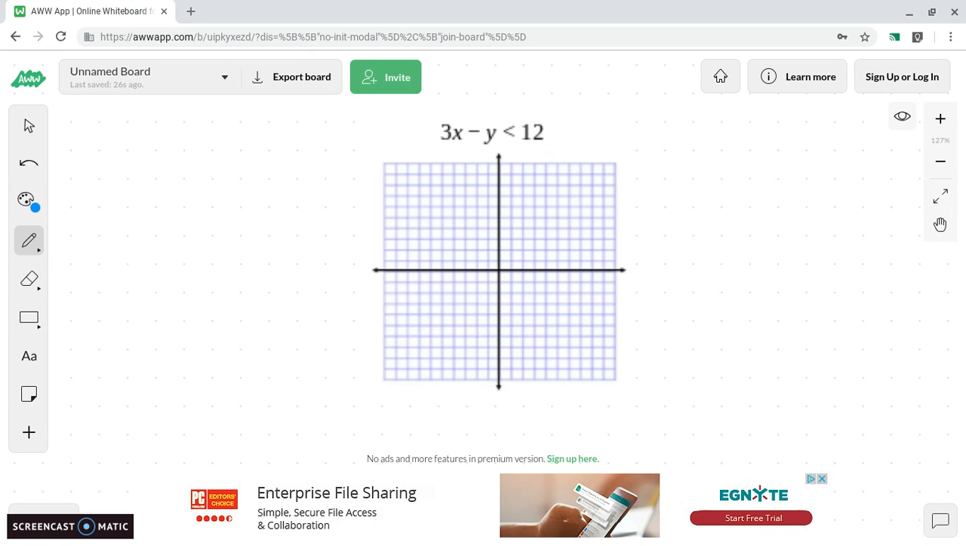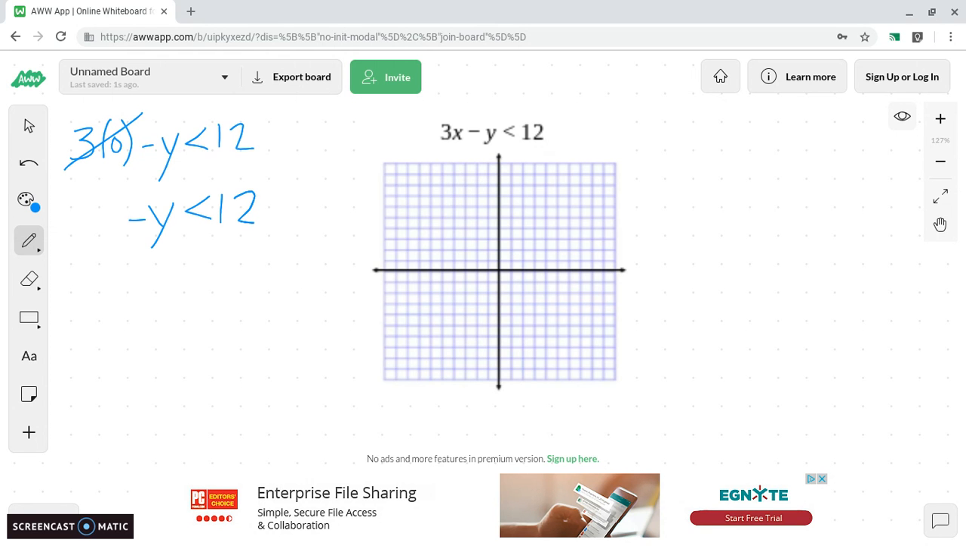So for this, we want to plug in 0 to find our intercept. So we're going to have 3 times 0 minus y is less than 12. So doing this will let us find our y-intercept. So 3 times 0 is 0, so that goes away. The minus sign is still there. So we have a negative y is less than 12.